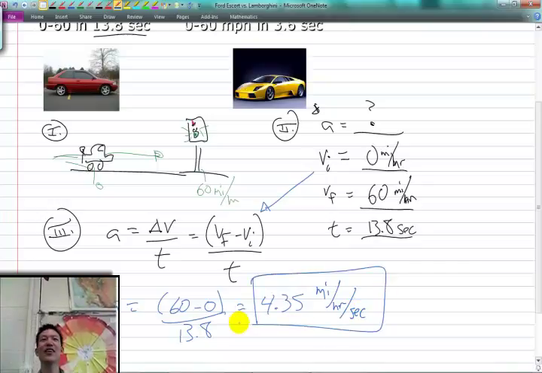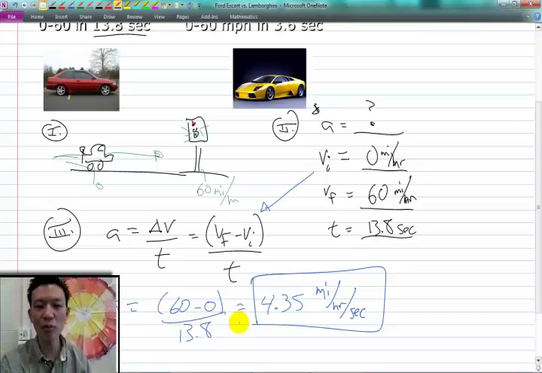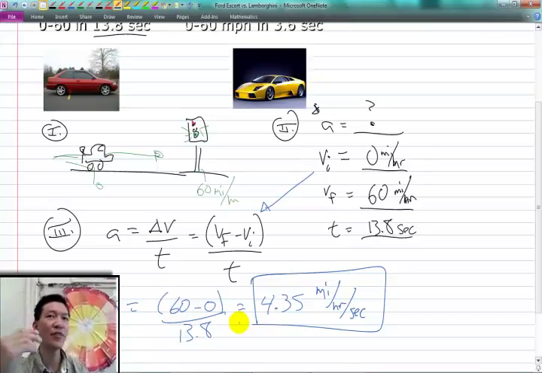Okay? Huh? What the heck is that? That's kind of weird. What that means is after 1 second, the 1995 Ford Escort LX will speed up to a whopping 4.35 miles per hour. After 2 seconds, it'll go to 8.7 miles per hour. You see that? Okay, et cetera, et cetera.